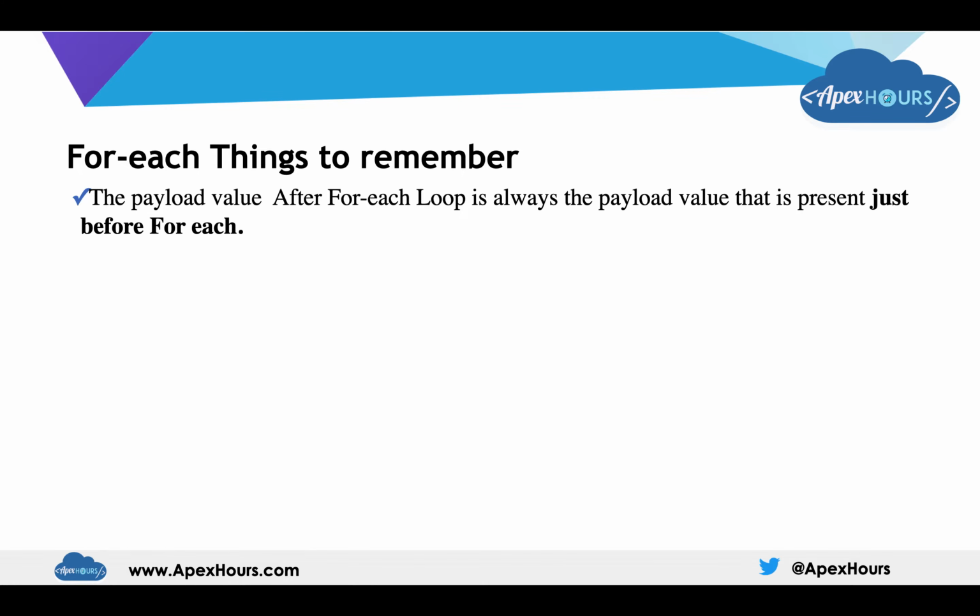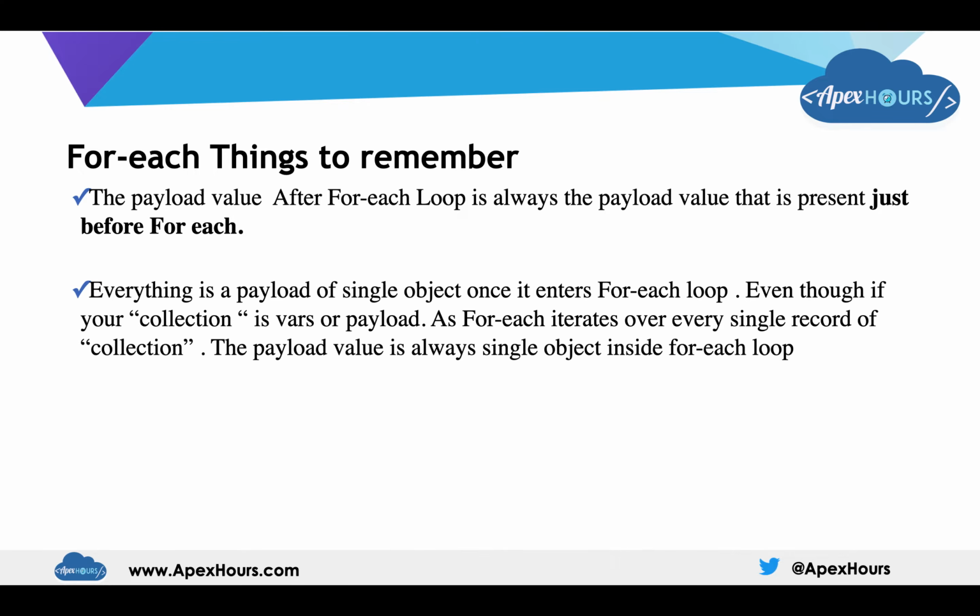The payload value, this is really important in terms of certification. Also, when you work on real-time projects, you will be surprised, hey, what is the payload that it is printing after for each component? So the payload value after for each loop or after for each connector is always the payload value that is present just before the for each. Got it? Just before the for each. Whatever is happening within for each, that payload will not be overridden. That is really important in terms of certification exam.